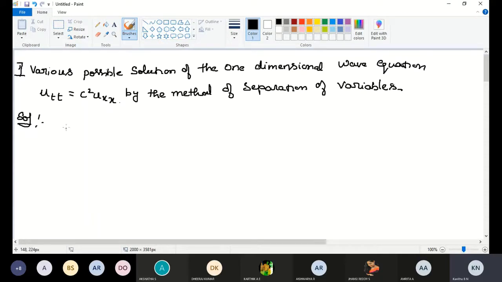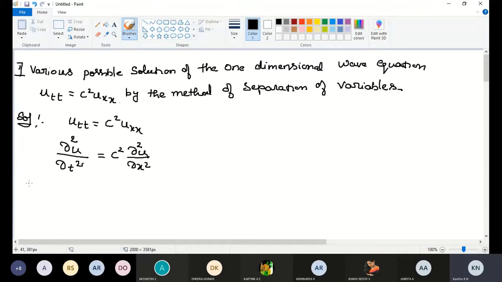Okay, then observe here u_tt. This is the wave equation. u_tt is equal to c square u_xx. We are writing del square u by del t square is equal to c square del square u by del x square. Okay, u_tt is equal to c square u_xx can be written as del square u by del t square is equal to c square del square u by del x square.